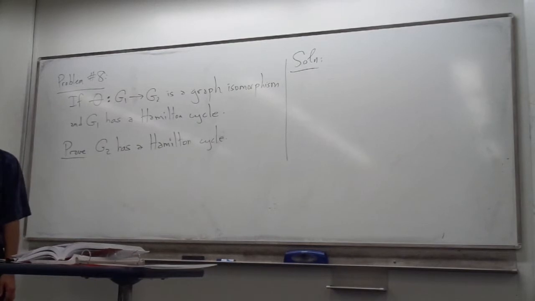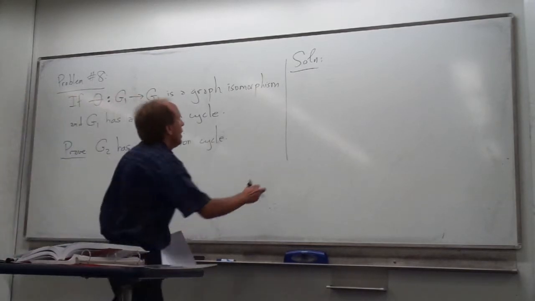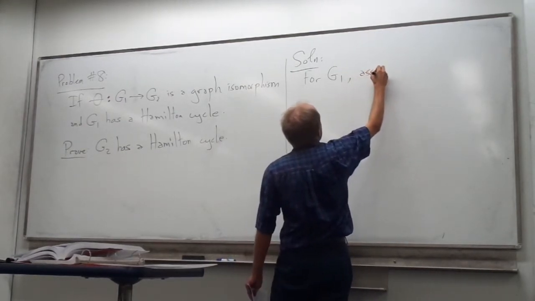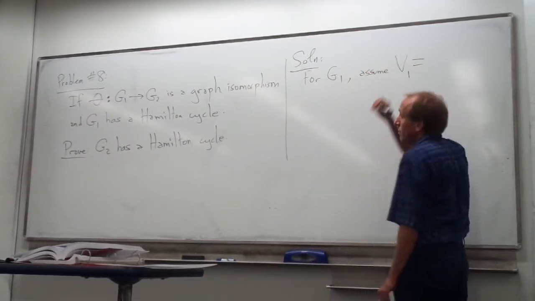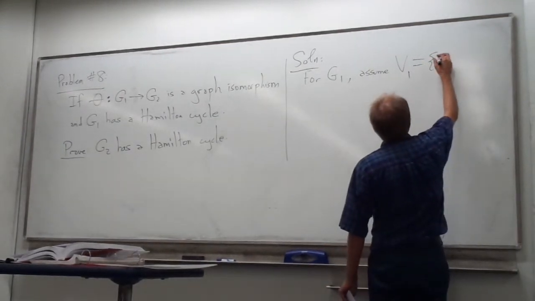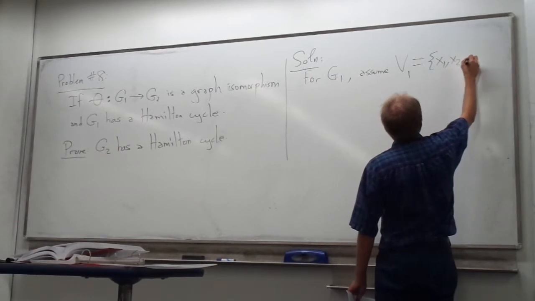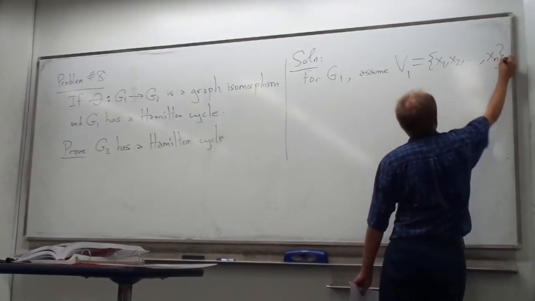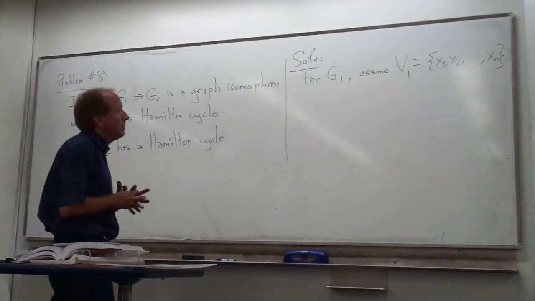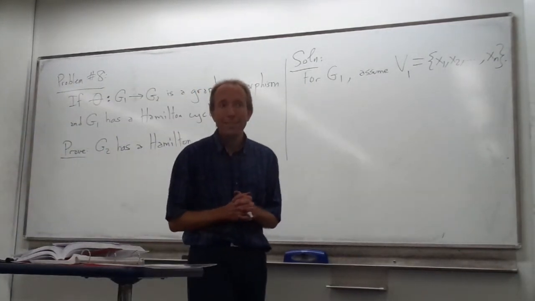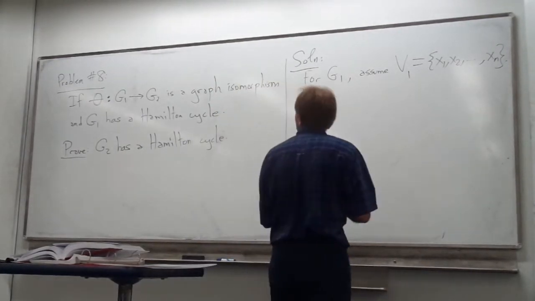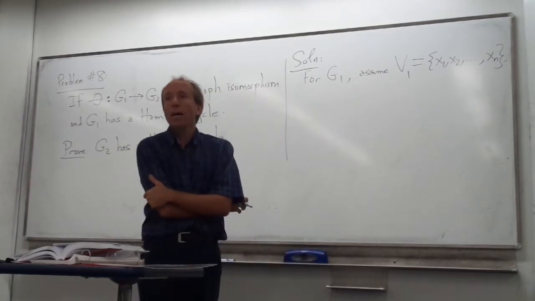We need to set up the vertices, right? Okay, so for G1, assume V1, so this would be the vertex set. Let's just assume that the vertex set is x1, x2, up to xn. Okay? So we have our vertices. And actually, okay, that's fine. Okay, so now what?